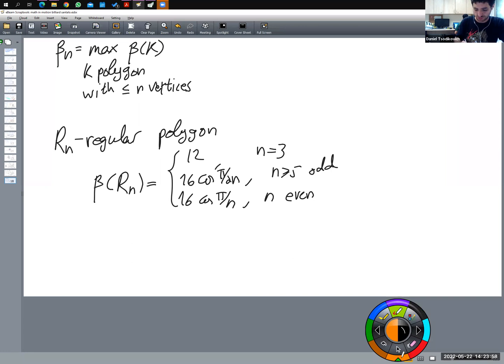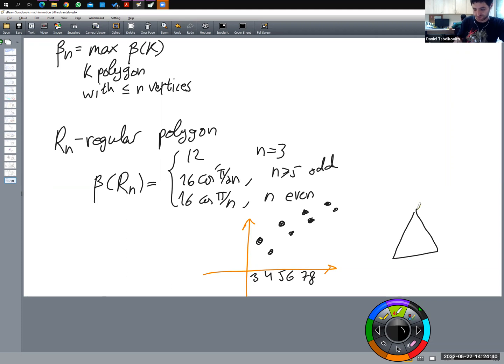Now, how does this sequence look like? So both sequences are monotone, but the odd sequence dominates the even sequence. So we have something that looks like this. So this is 3, 4, 5, 6, 7, 8, and so on. So this means that there is no way that the regular polygons with an even number of vertices are the maximizers, because if I take, for example, the regular triangle.